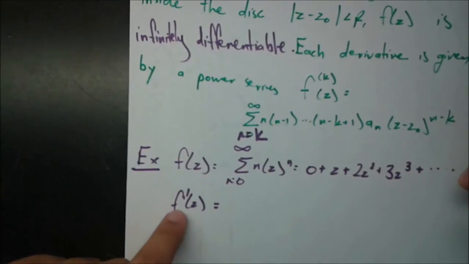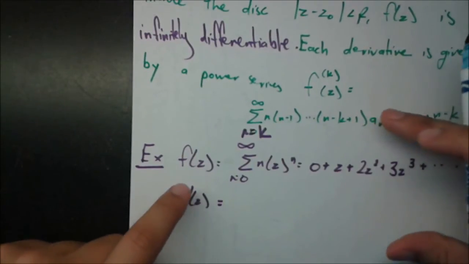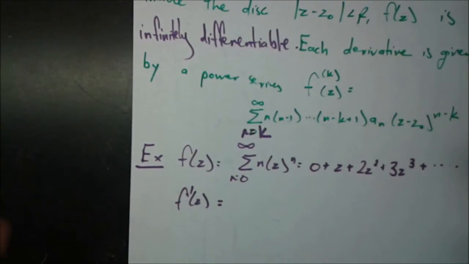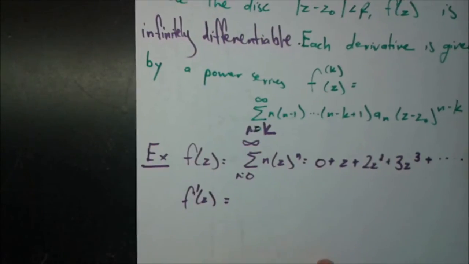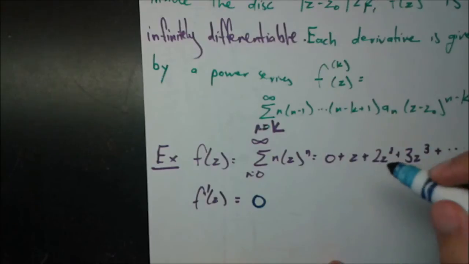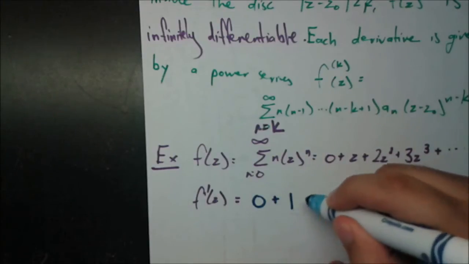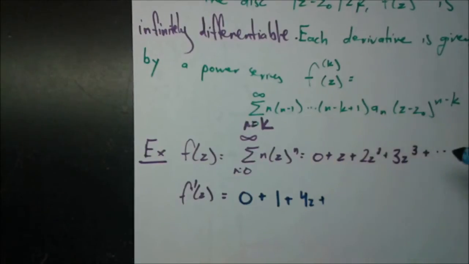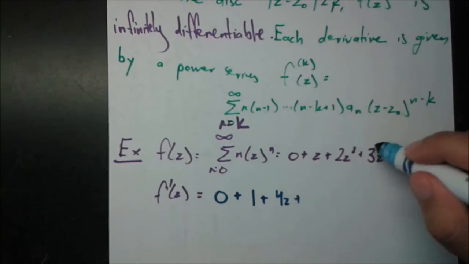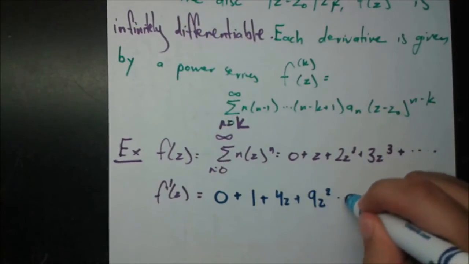So what is the first derivative? And we're not going to do it using this complicated formula. We're just going to do it using inspection, right? So we'll do it term by term. What's the derivative of 0 with respect to z? Well, it's 0. What's the derivative of z? It's going to be 1. What's the derivative of 2z squared? It's going to be 4z. What's the derivative of 3z cubed? So it's going to be 9z squared, and so on.